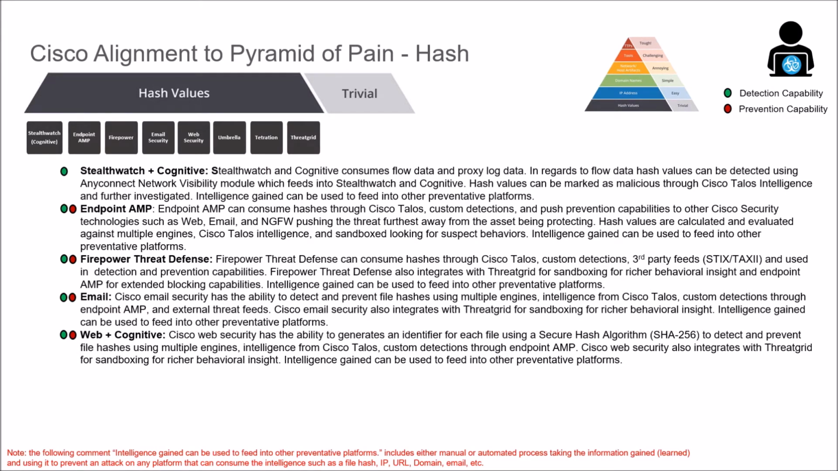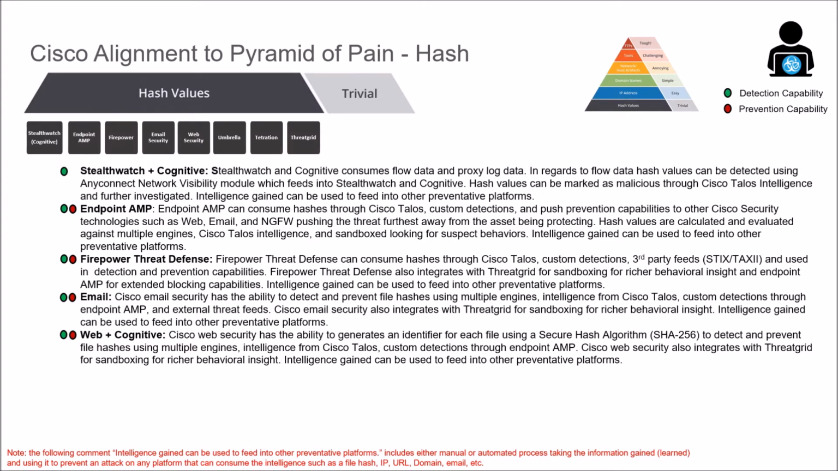Obviously, intelligence gained from Stealthwatch and the Network Visibility Module can be used to feed into other preventative capabilities. And we'll talk more about some of that automation a little bit later. But the focus here really is a detection capability with Stealthwatch and Cognitive. Obviously, there's that integration piece around any Connect Network Visibility Module as well.